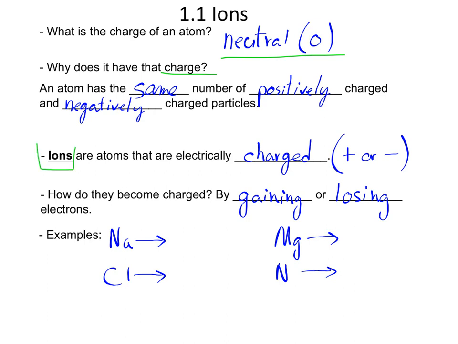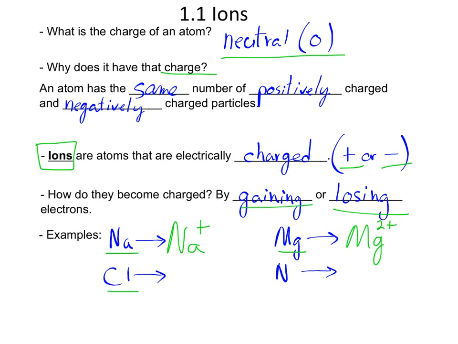Now about ions. How are they different from atoms? Well, ions are atoms that are electrically charged. So they have a positive or a negative charge. Now how do they become charged like this? It's simply by either gaining or losing electrons. For example, sodium, represented by Na here, would become the ion Na+. We don't write the 1, by the way. You don't have to. On the right side, magnesium Mg would become the ion Mg2+.